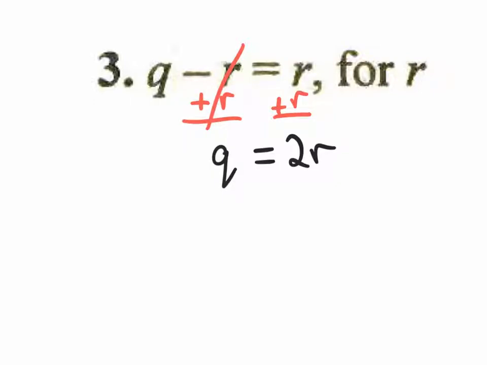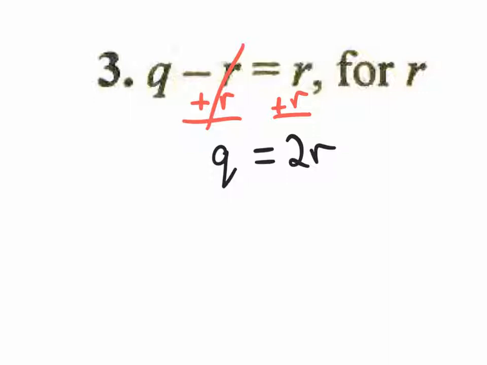Now, that would be cool if they were asking us to solve for q, because we would be done. It says q equals 2r. But they're not asking us to solve for q. They're asking us to solve for r. So I still need to get this r by itself. There's a 2 right in front of it. Now, again, I'm not adding 2. It doesn't say r plus 2. It says 2 times r.